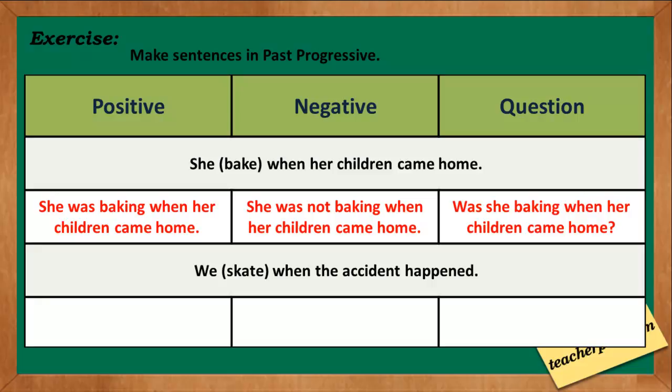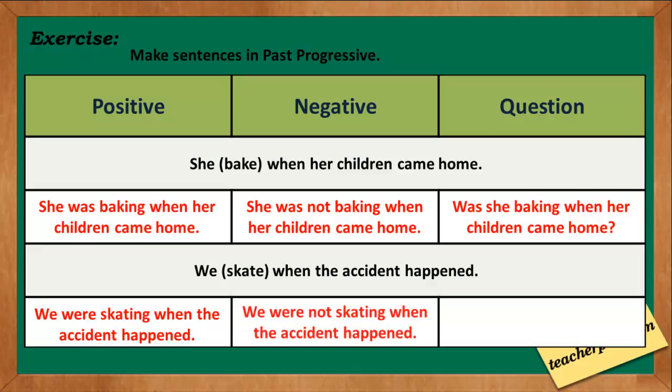The second one, we skate when the accident happened. Skate is the verb. The correct positive statement is, we were skating when the accident happened. The negative sentence is, we were not skating when the accident happened. And the question is, were we skating when the accident happened?